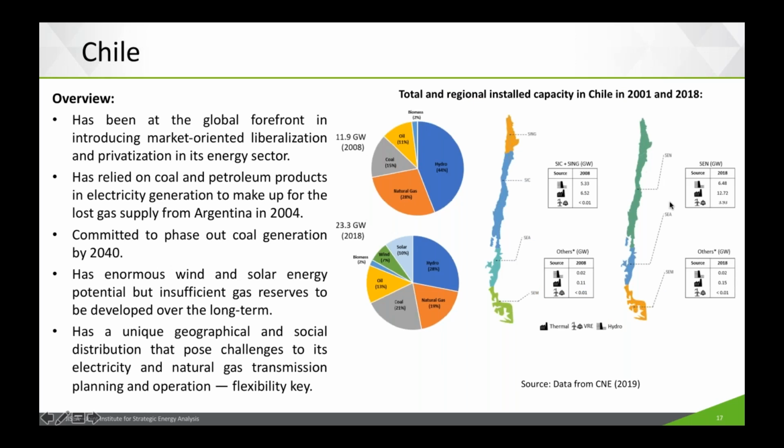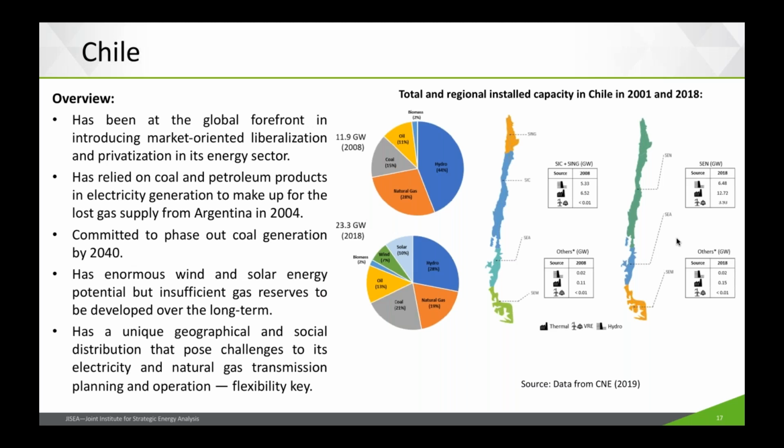As you might know, Chile was one of the first countries to introduce market-oriented liberalization and privatization in the electricity sector. And as Jeff mentioned, it has relied on coal and oil products in the electricity sector to make up for the lost gas supply from Argentina that started during the 2004 gas crisis. But Chile is now committed to phasing out coal generation by 2040 or even 2035.